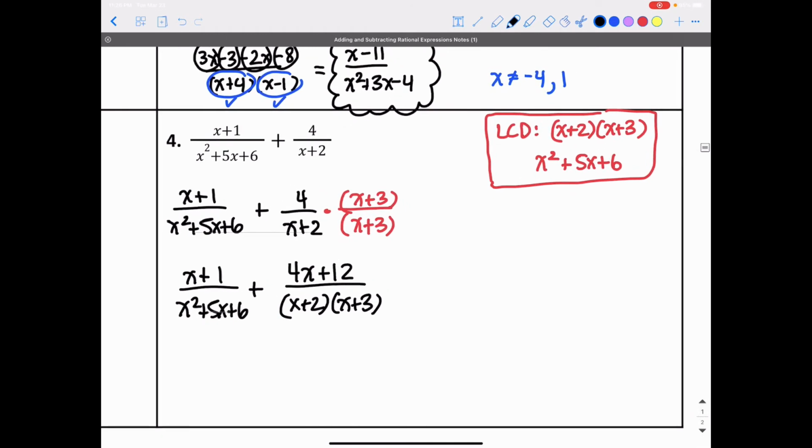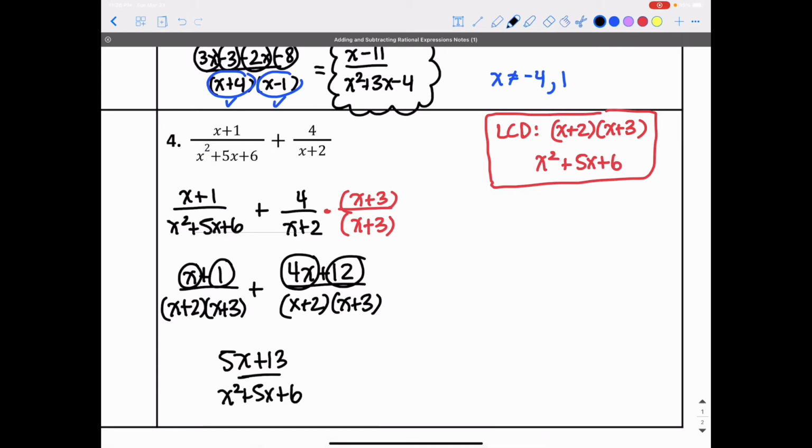And I'm going to rewrite this as x plus 2 times x plus 3. And then I'm going to combine these. I have 5x and 13. That doesn't share anything. There's nothing I can simplify. There's nothing I'm going to be able to cancel x plus 2 or x plus 3 with, so I'm just going to FOIL, and I'll have x squared plus 5x plus 6 in the denominator. This is my final answer.